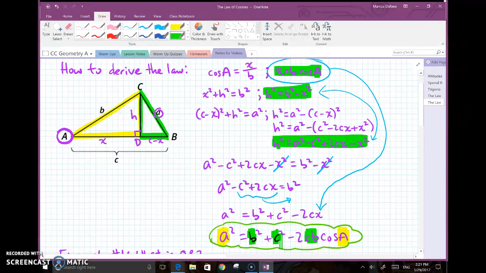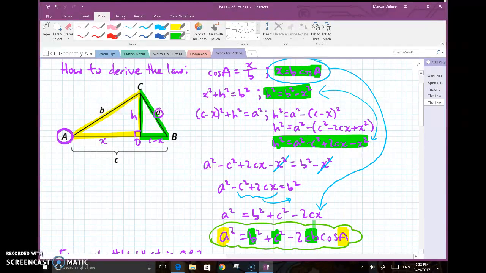And so the way that you use this is your unknown will be whatever's highlighted in yellow. So you'll either have your unknown being a side or your unknown being an angle measurement. And if that's the case, then whatever's highlighted in green will be information that you do know. So in this case, I either don't know my side a or my angle A, which means that I do need to know the lengths of b and c.